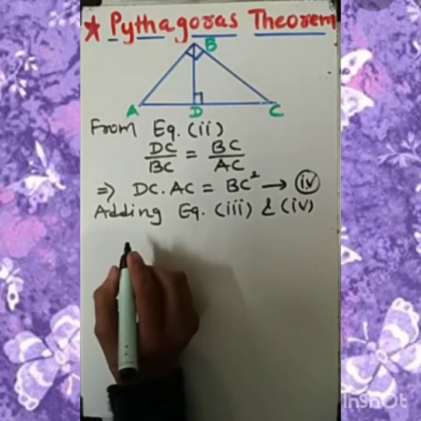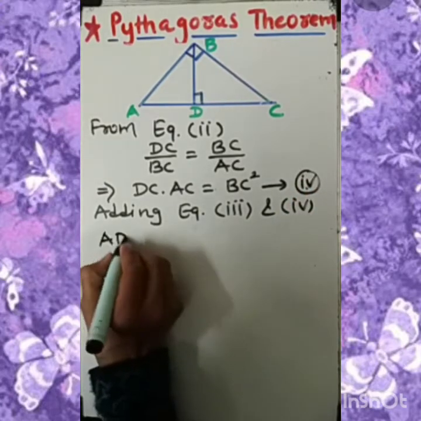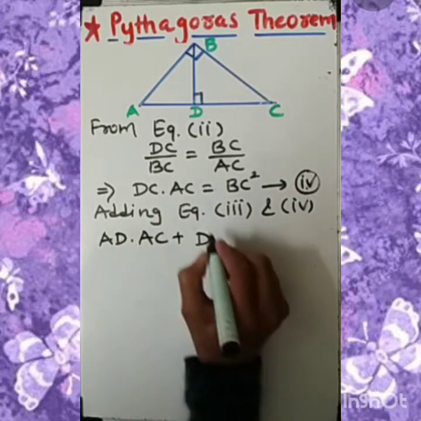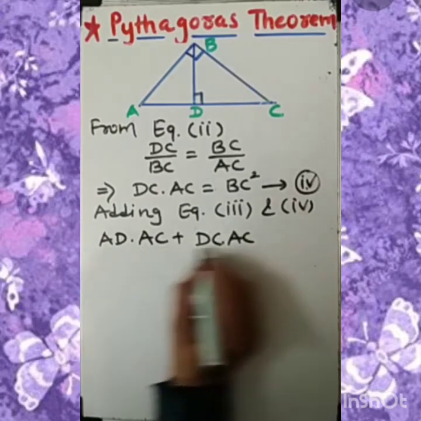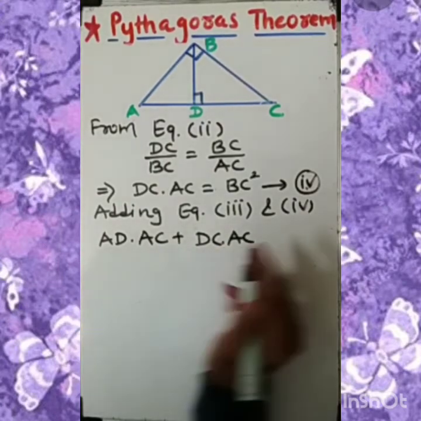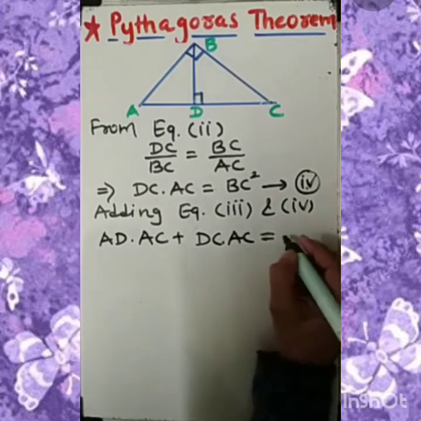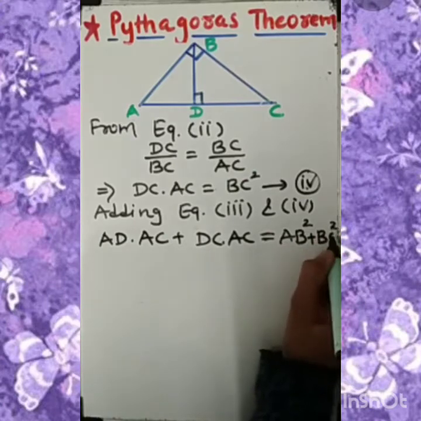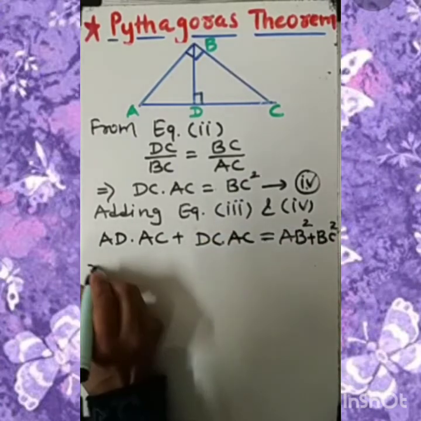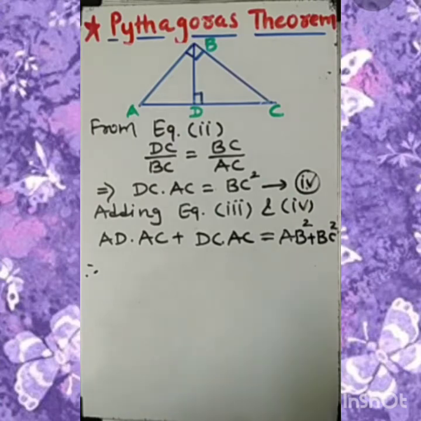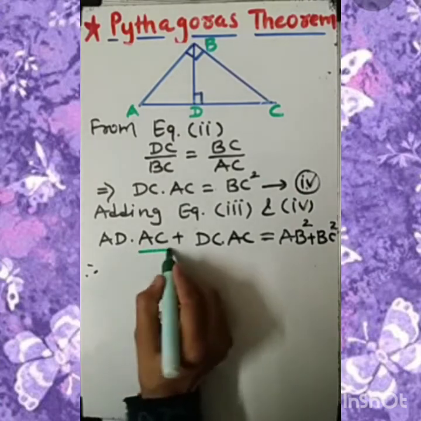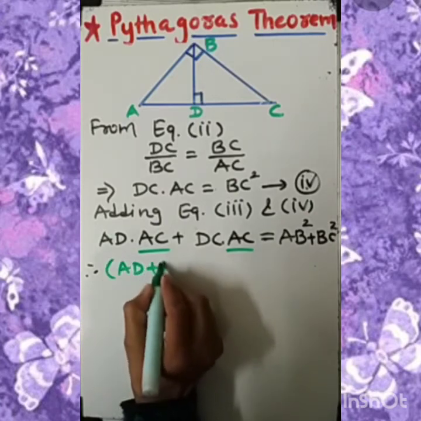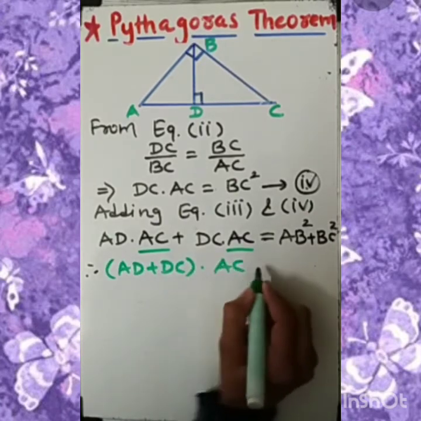So what do we have? If we add, in the third equation we had AD into AC on the LHS and here DC into AC on the LHS, and on the right hand side of course AB square plus BC square. Clear to you? I am adding both the sides. Now something should be common in this. You can see AC is common, so I need to write AD plus DC into AC.